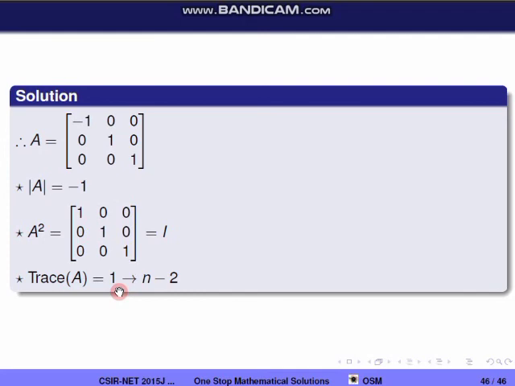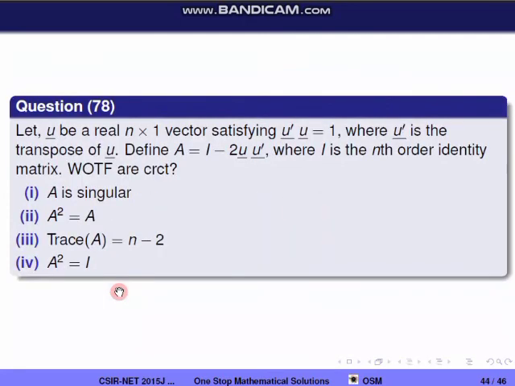So now we will check the correct options. So we got determinant A is equal to minus 1, it is not equal to 0, therefore A is non-singular. So option 1 is wrong. We got A square is equal to I. So option 4 is correct and option 2 is wrong. And we got trace of A is equal to n minus 2. So option 3 is correct. So the correct options are 3 and 4.